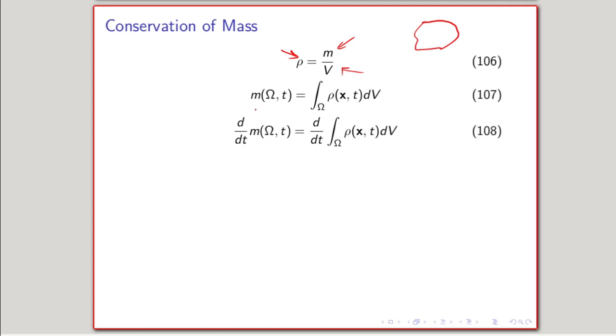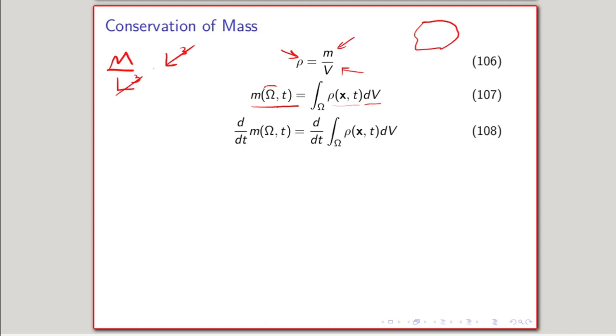You can also define this mass in the domain omega, varying over time, as the integral of the density over the entire volume. So the volume integral over the domain omega. This basically is stating that if I integrate the density at each point over the volume, if you remember, density is mass over volume, and the volume is obviously volume. So this cancels here and you're left with the mass. So this justifies why the integral of the density over the volume is equal to the mass.